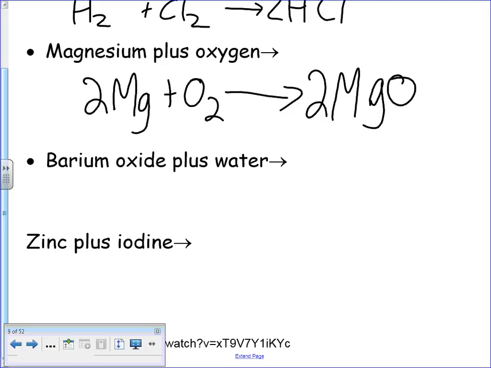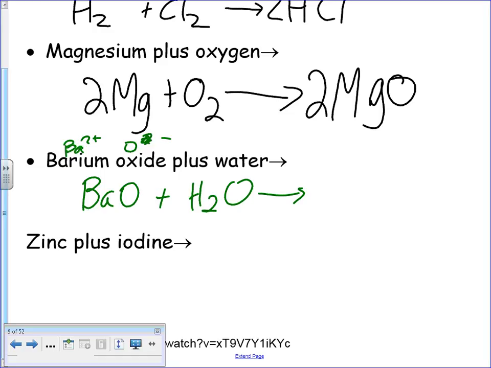So the next one here is what? The one with water, right? I don't think it has a name yet. So tell me what barium oxide is. Okay, I heard Ba and I heard O. Think about what the charges are. Okay, 2 plus and 2 minus, so they crisscross to make what? BaO plus water, and what is it?